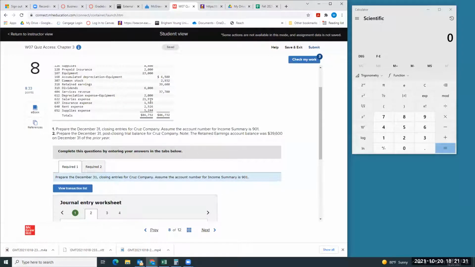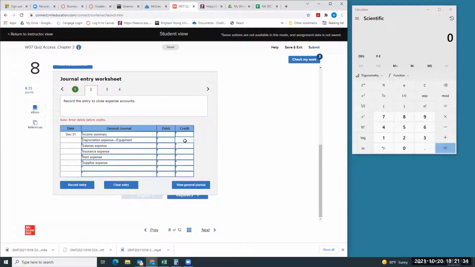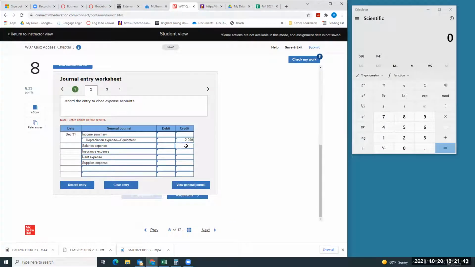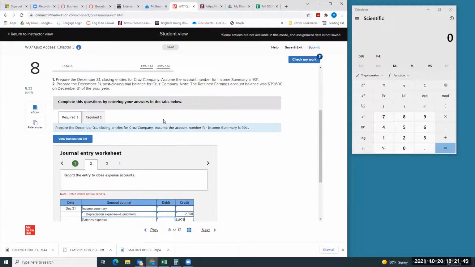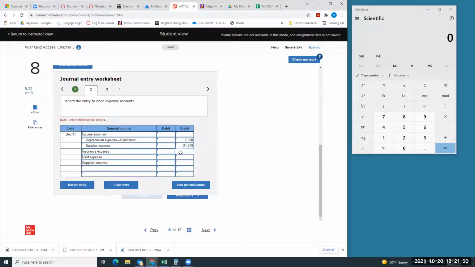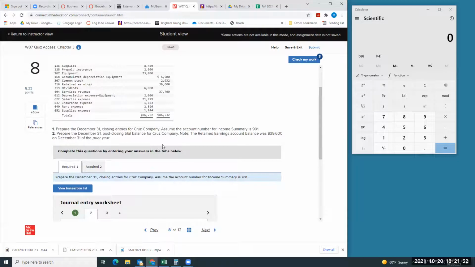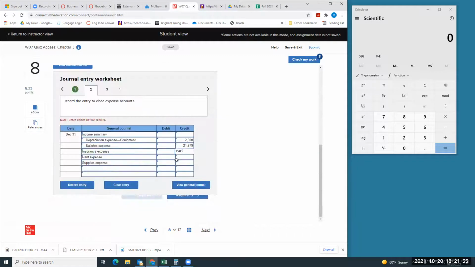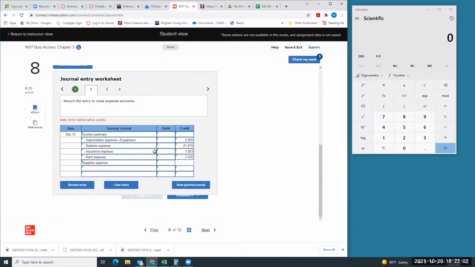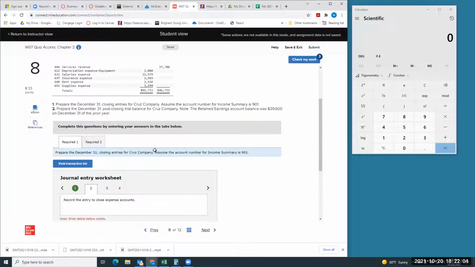Depreciation expense had a debit balance of 2,000. So by crediting the account 2,000, I've now made the balance 0. Salaries expense, 21,979. Insurance expense, 1,583. Rent expense, 2,526. And supplies expense, 1,244.